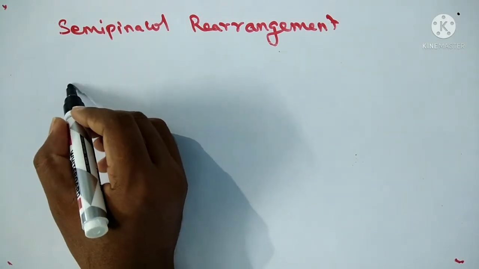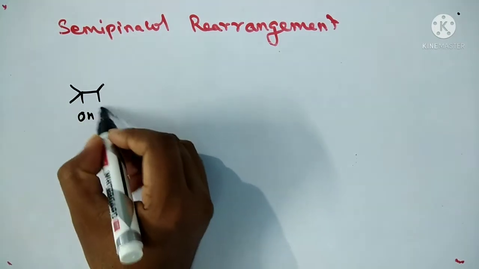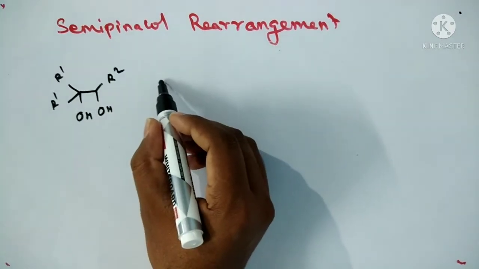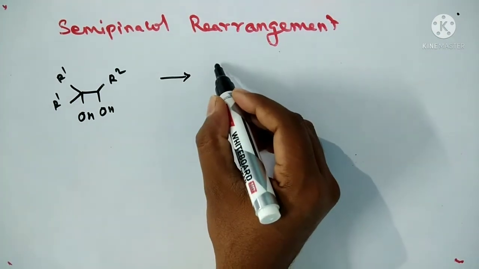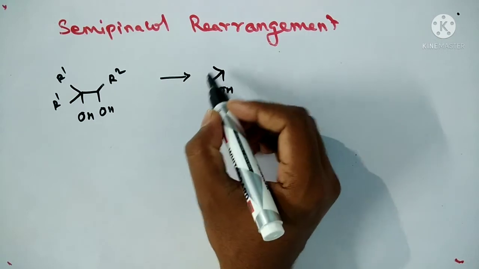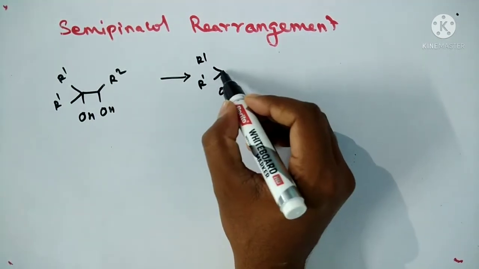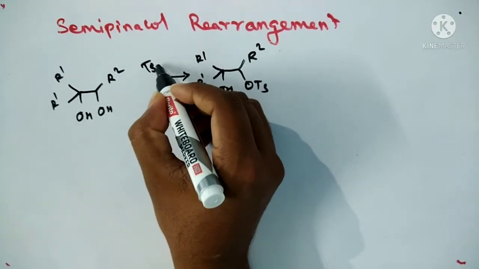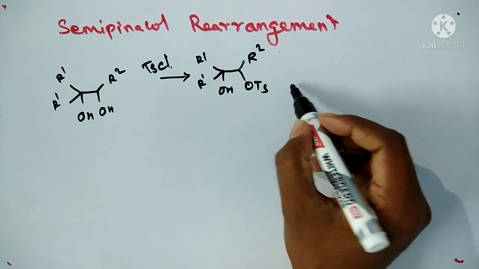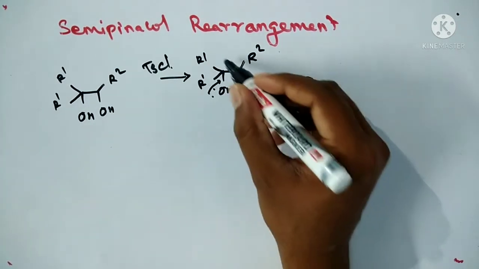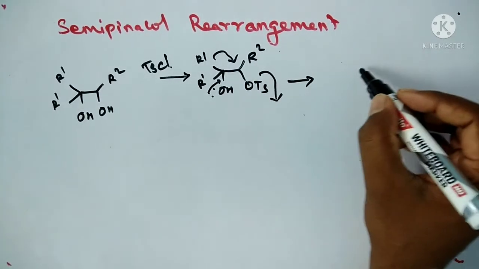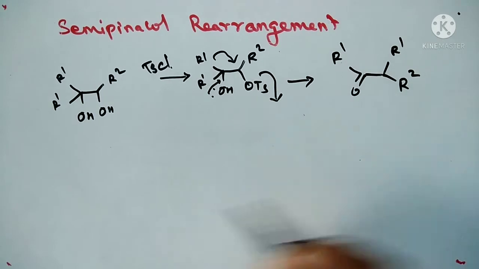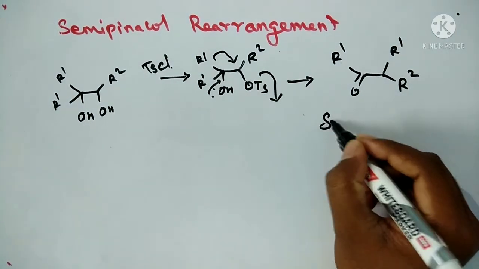If you take another example, this is a diol, R2, R1, R1. There are two possible ways. OH, R1, R1. If you take tosyl chloride, it prefers the less hindered site. So this gives the electrons, the migration happens, and the O-tosylate leaves. So the product is R1, R1, R2. This is the semipinacol product.